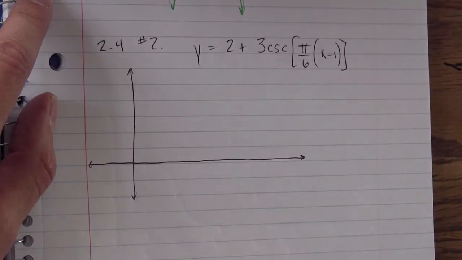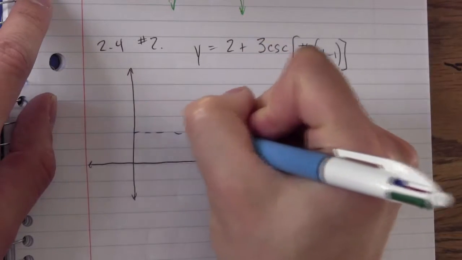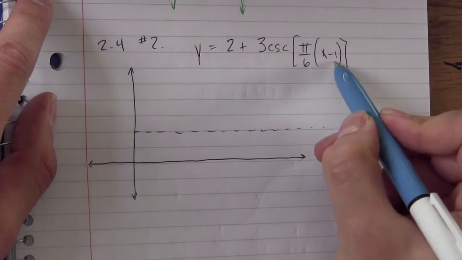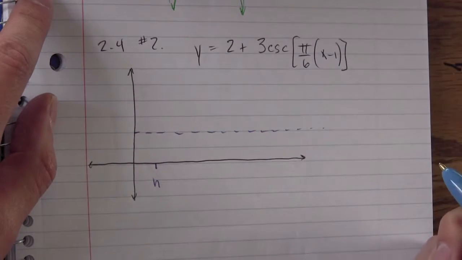So again, the first thing I always do is I put down the k line. The k is 2 in this case, so I'm going to go ahead and put down that k line. And now we look for h. h is 1, so I'm going to go to 1, and I'm going to drop our h right there.